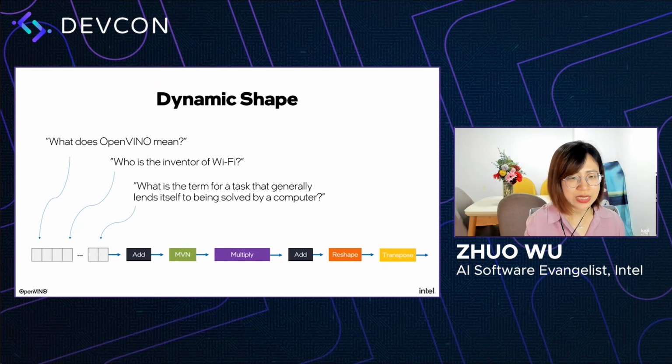Previously, with dynamic input shape, we needed to do some padding to pad each sentence to the same length for the neural network to do the AI inference. But that sometimes caused bad performance and sometimes caused the accuracy to drop. But now in our new release, 2022.1, we support the dynamic input shape. So now there's no padding needed for this natural language processing case.